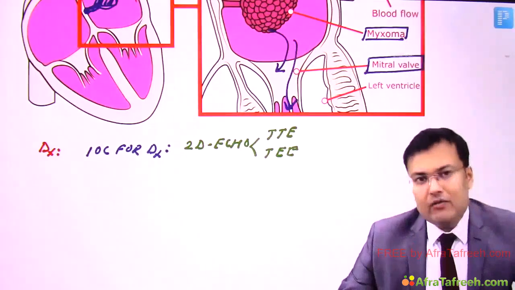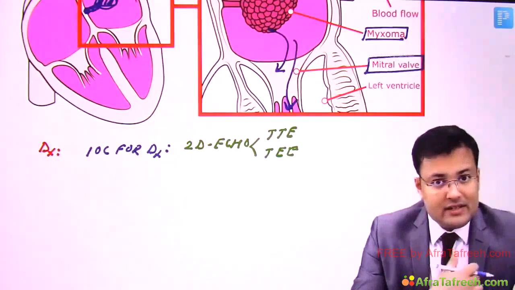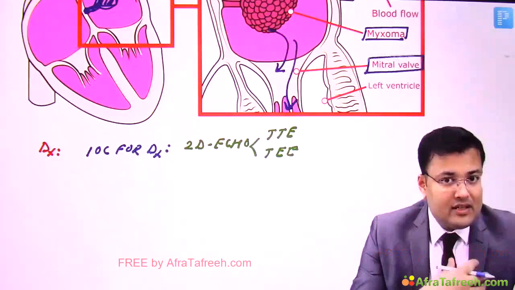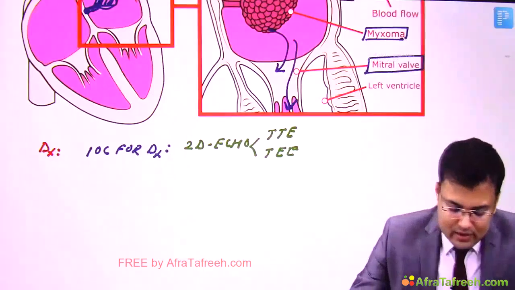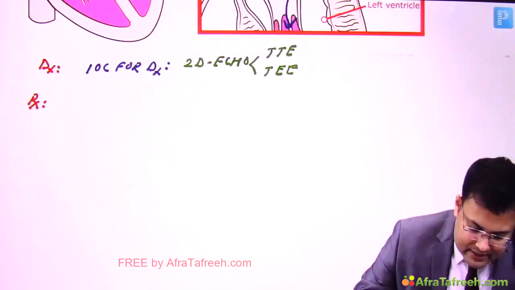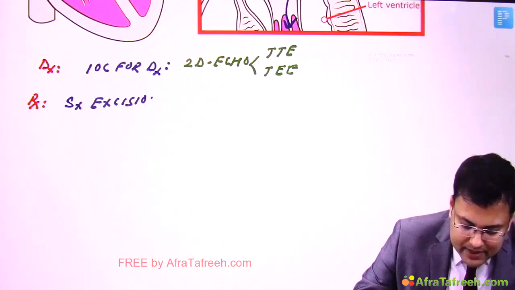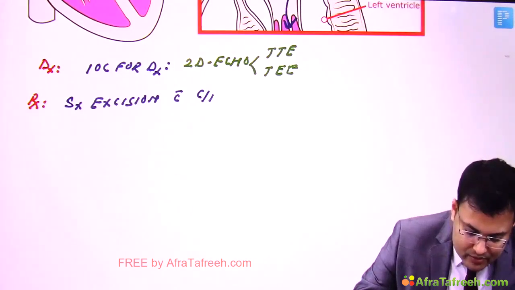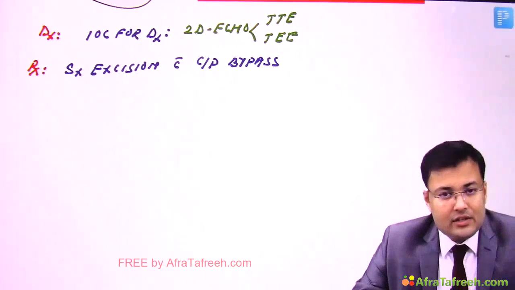Okay, now see how we are going to treat. We have to remove the tumor, so we have to perform surgical excision, but whenever we are performing the surgical excision, we have to go for cardiopulmonary bypass. So the treatment is surgical excision with cardiopulmonary bypass. Now in certain cases there are chances of recurrence.